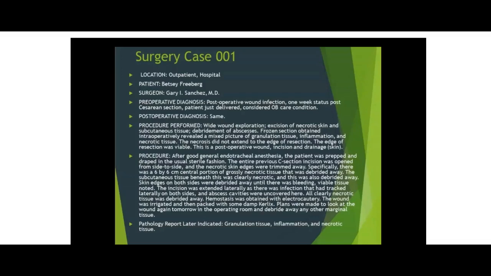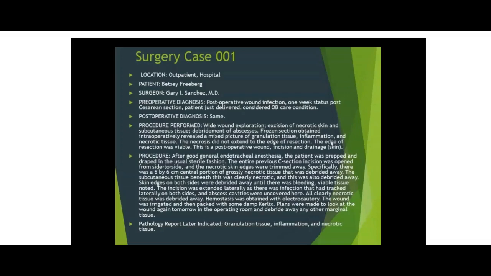Okay, so the procedure performed statement usually tells you what they're going to do. And the procedure itself, you want to make sure verifies that that's what they did, okay? So now let's read the actual procedure.